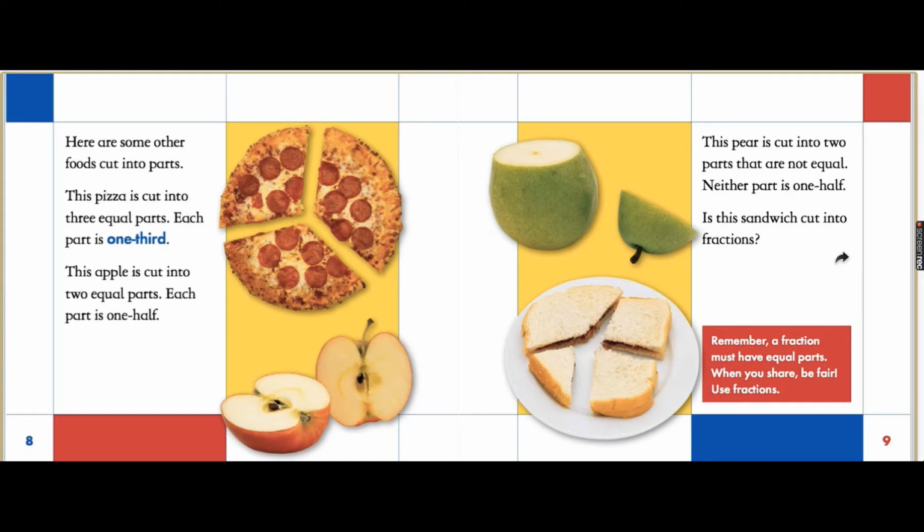Here are some other foods cut into parts. This pizza is cut into 3 equal parts. Each part is 1/3. Okay, 1, 2, 3. This apple is cut into 2 equal parts. Each part is 1/2. We talked about that yesterday. Half means that there are 2 parts that are equal. This pear is cut into 2 parts that are not equal. Neither part is 1/2. So remember that when we're using fractions, we have to have a fair share here.